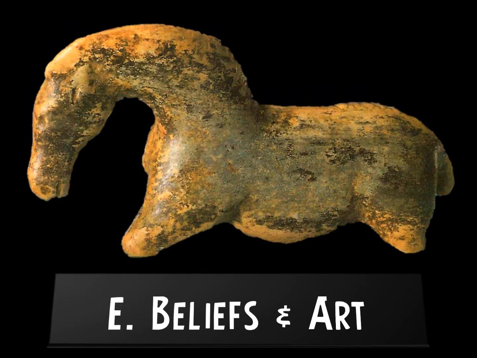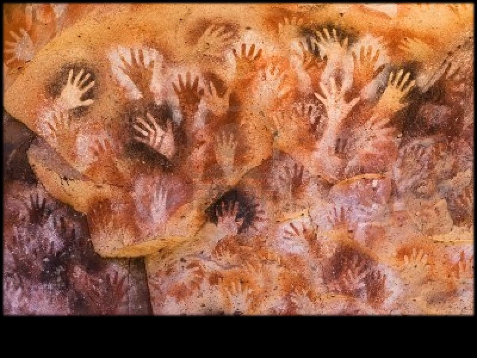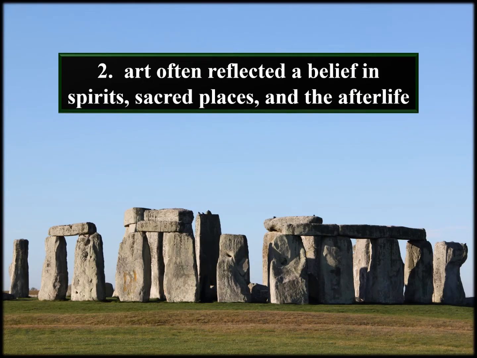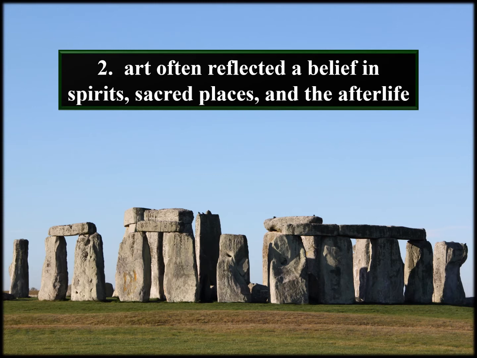Beliefs and art of the Paleolithic man. Paleolithic humans created highly symbolic artwork: paintings on cave walls, carved figures out of stone, jewelry out of stone, even headgear and masks, all with an emphasis on nature. You got it, nature. Art often reflected a belief in spirits or sacred places and even the afterlife, like Stonehenge here.